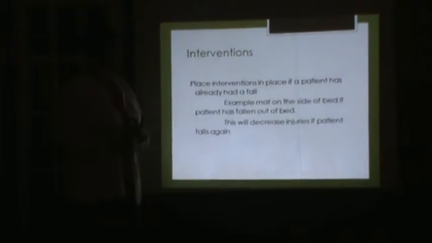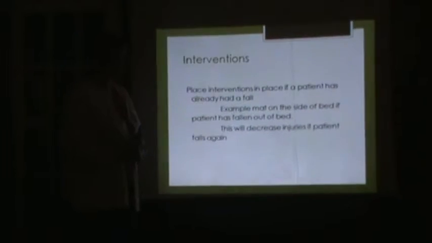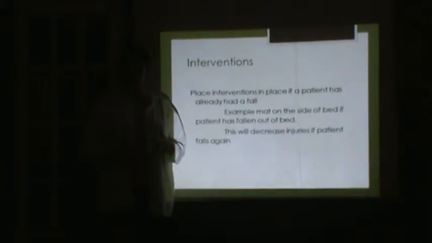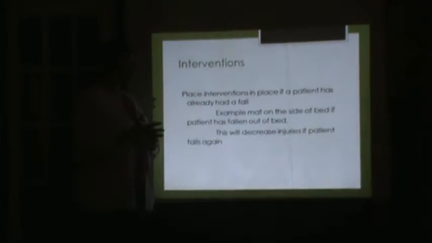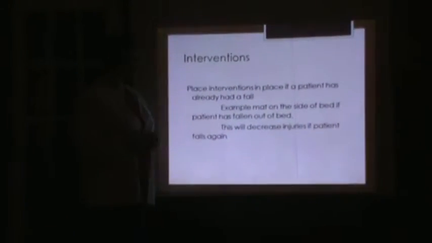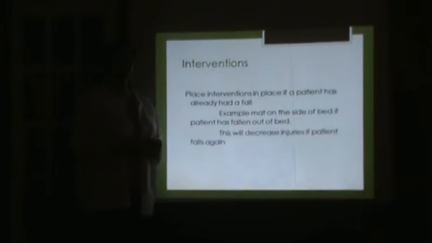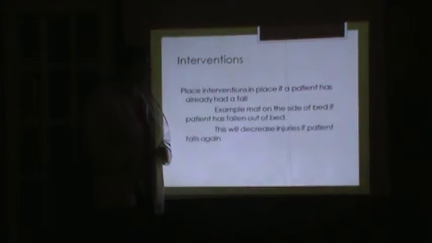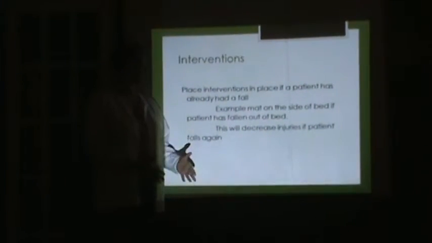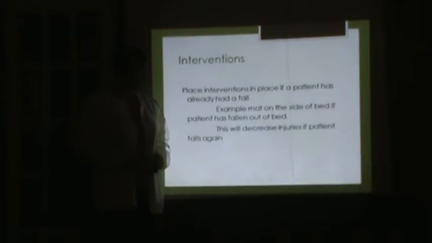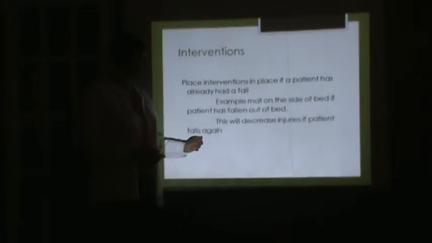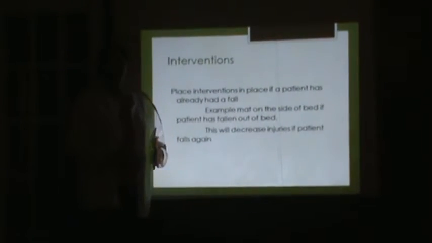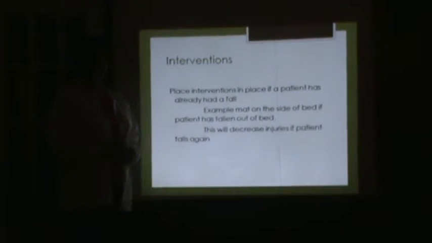Interventions. Put interventions in place if a patient has already had a fall. Meaning, if a patient has already fallen out of the bed, you look at that patient and make sure that things are in place for him. So if the patient has already fallen on the right side of the bed, what you do is you put a mat on the right side of the bed. So if the patient falls again on their right side, they'll have a mat there to prevent injuries. So this will decrease injuries in patients if they fall again. So if you already know they've fallen before, you put this intervention in place, and then when they fall again, they won't have an injury.